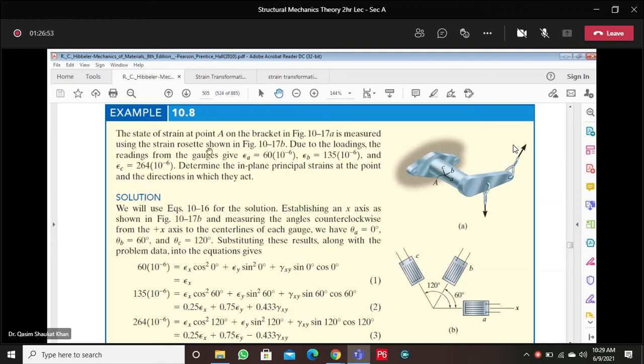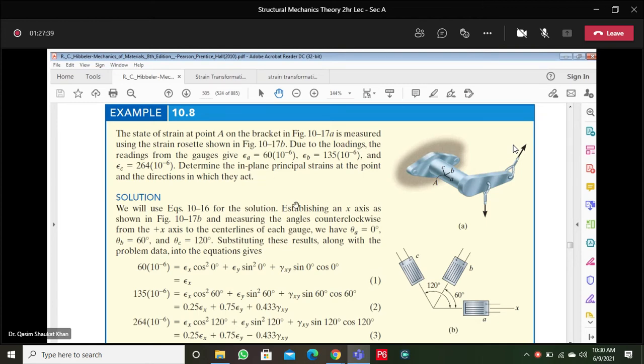Is this question clear? The strain rosette is given. Epsilon A is 60 microstrains, epsilon B is 135 microstrains, epsilon C is 264 microstrains. Theta A is 0, theta B is 60 degrees, theta C is 120 degrees. So the question is to determine the in-plane principal strains at the point and the directions in which they act.